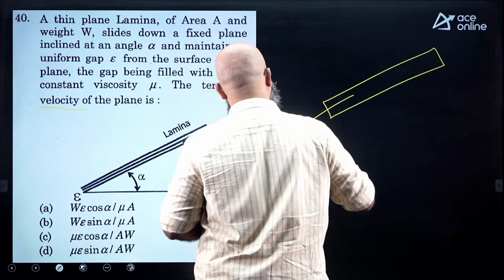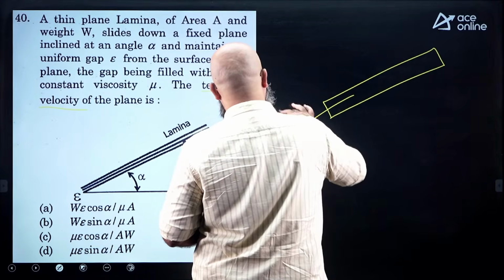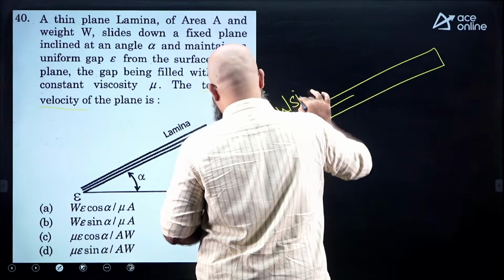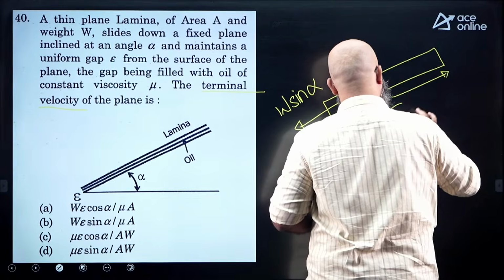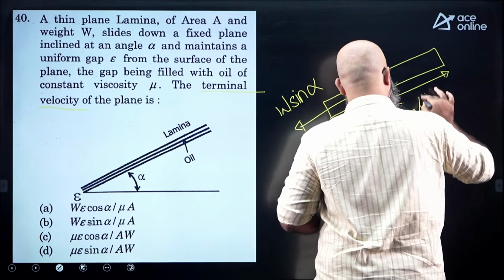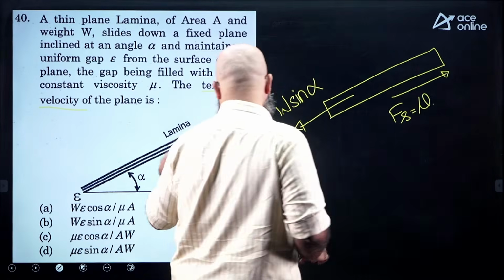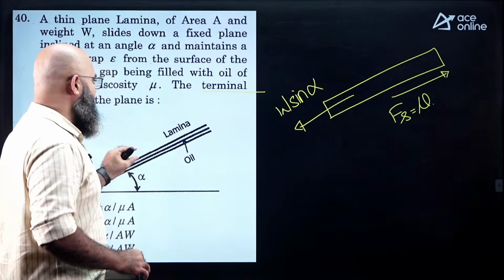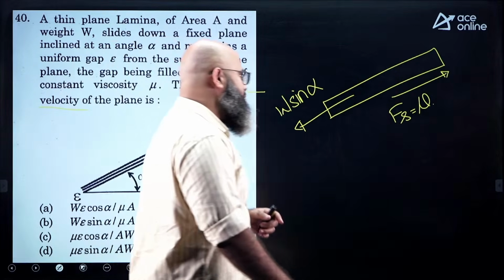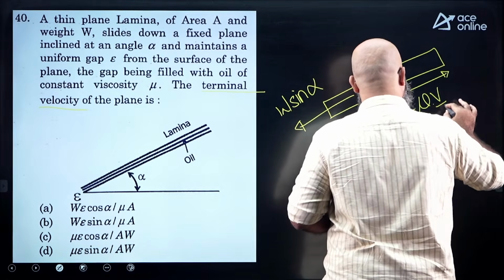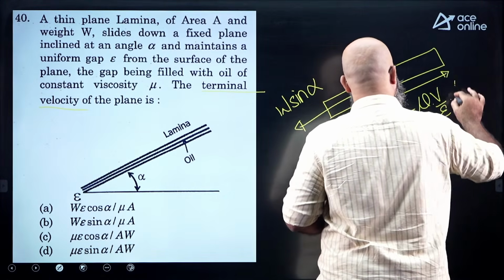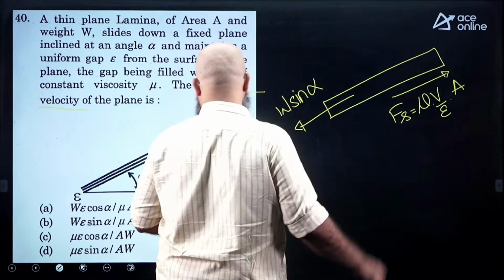If you apply equilibrium, what do you have over here? This is the weight component of this particular plate, which is equal to W sine alpha, and this is a shear force which is equal to shear stress, mu du by dy. Since the gap is very, very small, the velocity profile is linear, so du by dy over here will be velocity divided by epsilon, multiplied by area. Now equate both these things.